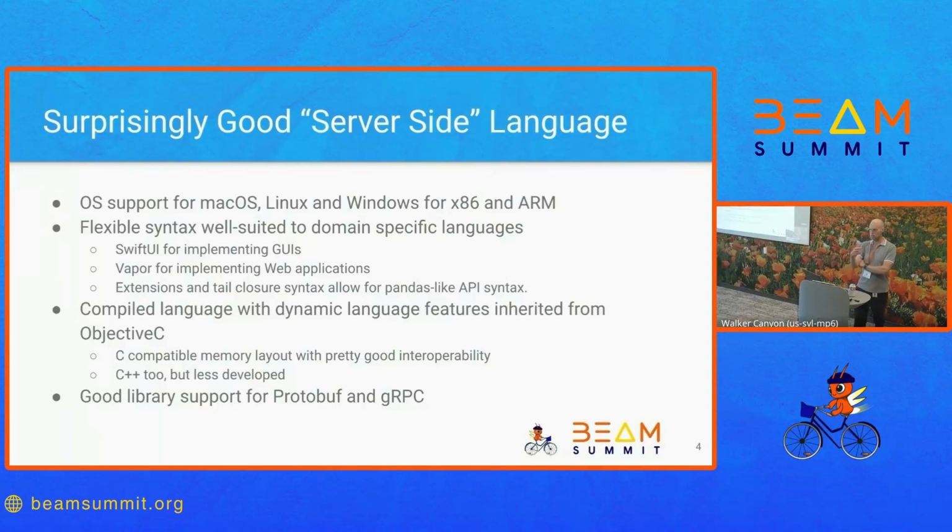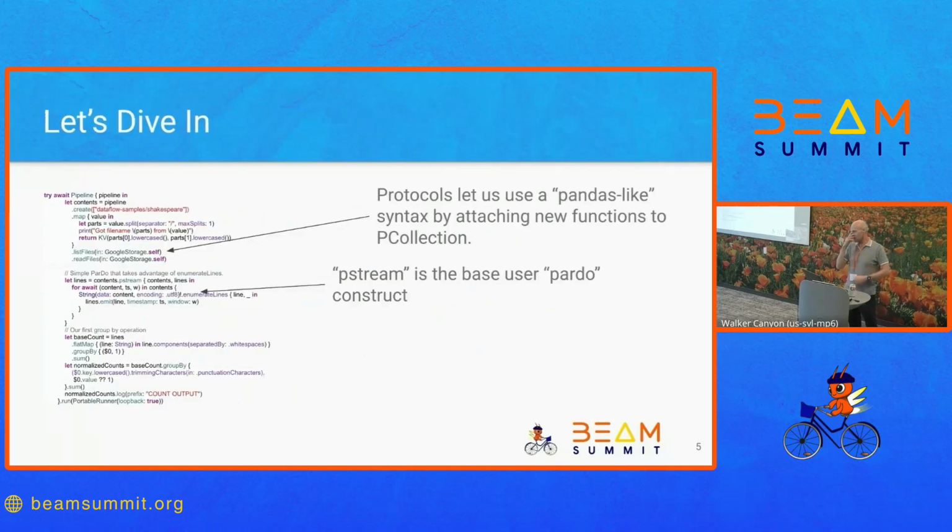And it also has surprisingly good protobuf and gRPC support. That's actually developed and supported by Apple. I don't know why, but it does. And so that was really handy. So let's go take a look at what it looks like. On the big screens, you can actually read it. So that's good. So this is a pipeline in the Swift SDK, and this is our friend word count. That's the batch version, but it's a fully featured word count.